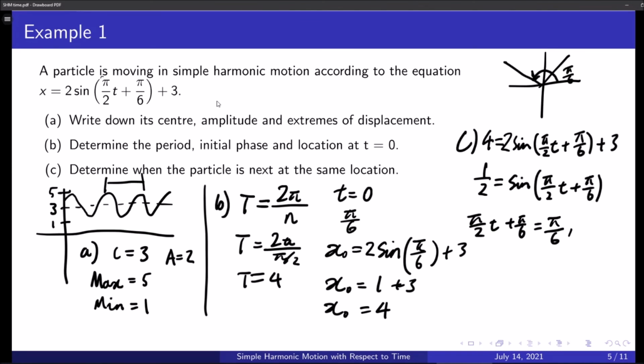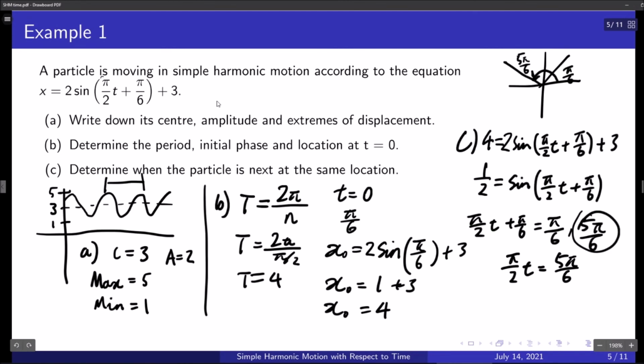Sorry, not 2 pi, pi minus pi on 6. So this one will be 5 pi on 6. Yeah, so this is actually what we're looking for. This one we don't have to worry about because that's just the initial position. So we look at pi over 2t equals to 5 pi on 6. Of course, t equals to multiply by 2 on pi. That gives us 4/3.